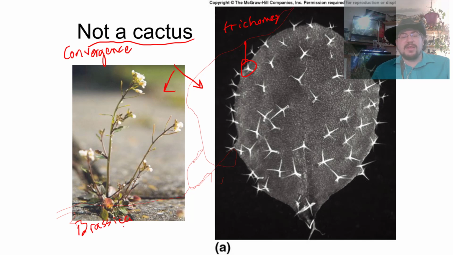You probably know Brassica from Brassica rapa, which is essentially the wild mustard. A lot of domestic plants were derived from wild mustard. Broccoli is wild mustard. Cauliflower is wild mustard.